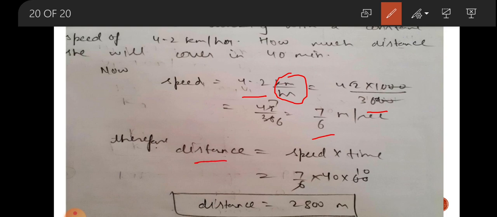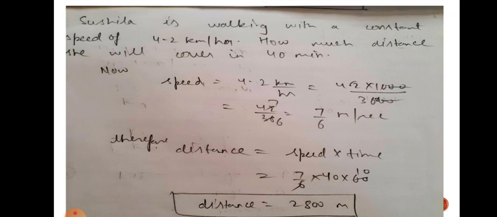Now distance is equal to speed into time. Since time was 40 minutes, and the speed is given in meter per second, the unit of time used here is second, so you have to convert this minute into second. To convert minute into second, you have to multiply by 60. Now solving, we get distance as 2800 meters. So with this numerical, we have come to the end of this particular video.